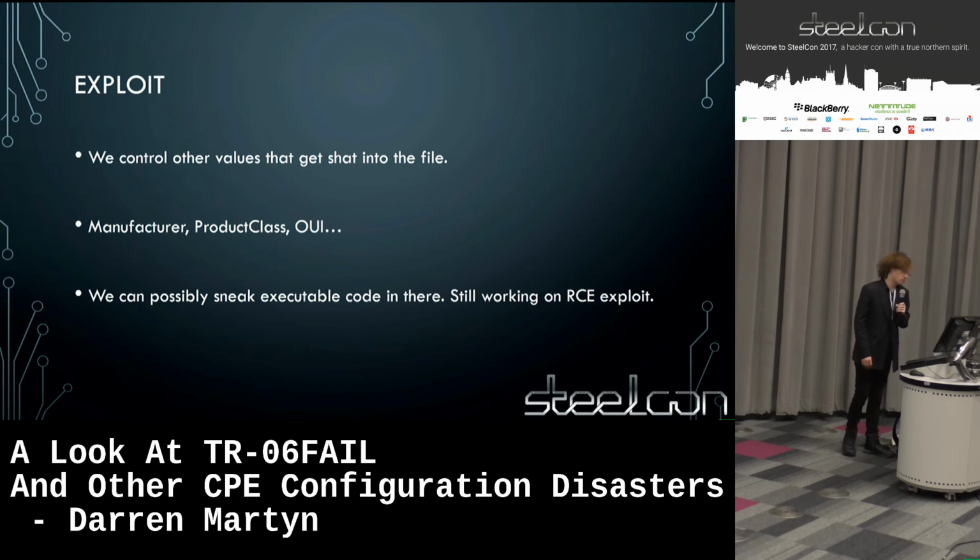We also control other variables, like the manufacturer, product class, and OUI. Whatever we put in those ends up in the file as text. So that's the part of the file that you control. I've managed to create a valid shell script inside the file that, when you run it with bash, it'll run code, which wasn't very hard. But I haven't managed to find a place to put the file that'll get run yet, because cron ignores it. So somebody somewhere is going to figure this out. Somebody, please do. Think of it as a CTF challenge or something, because it's really annoying and weird.